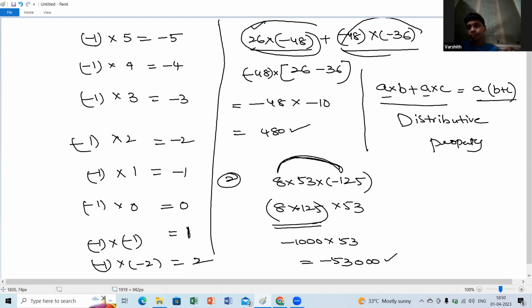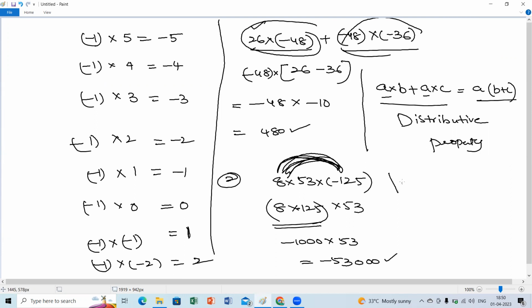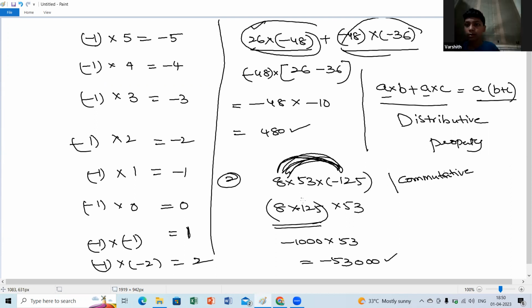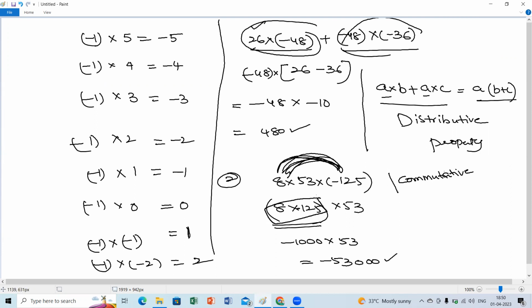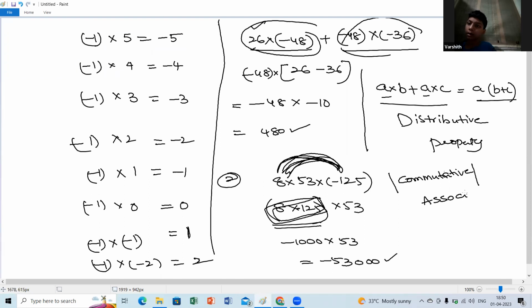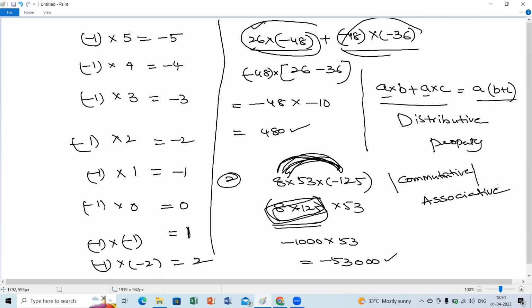Ma'am, which property is this? Very good. First, what are we doing? First, we are changing the order. Yes or no? Yes, ma'am. Changing order is nothing but commutative. Also, we are grouping these two, so commutative as well as associative. Yes, both.